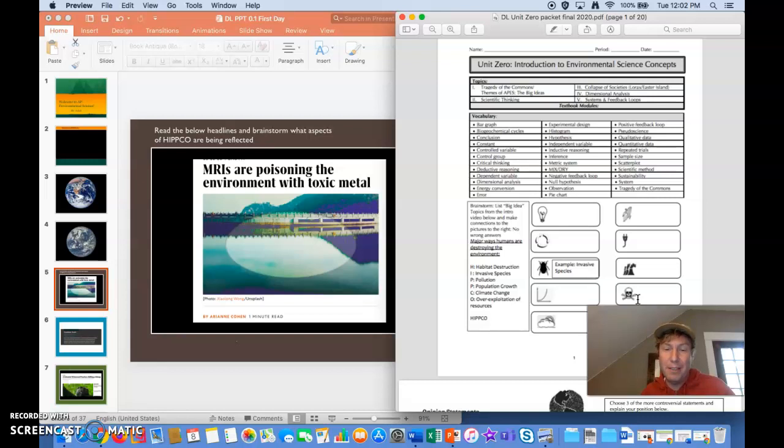When I had knee surgery last summer, they had to take MRIs of my knee to get a picture of what's going on. But these machines can have toxic metals that, when they're released in the environment, can cause problems. So maybe that goes under the skull and crossbones. Maybe you put that in a different spot because you see a different connection. There's no wrong answers.